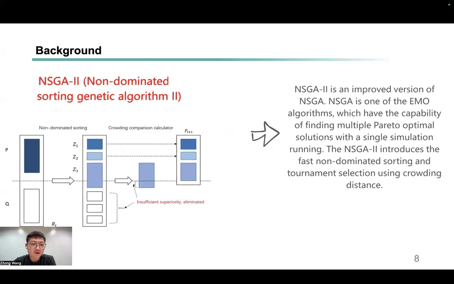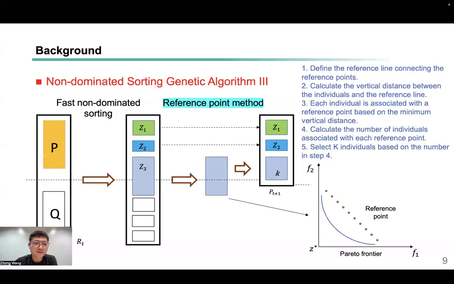NSGA2, non-dominated sorting genetic algorithm 2. NSGA2 is an improved version of NSGA. NSGA is one of the EMO algorithms which have the capability of finding multiple Pareto optimal solutions with a single simulation run. NSGA2 introduced fast non-dominated sorting and diversity maintenance using crowding distance.